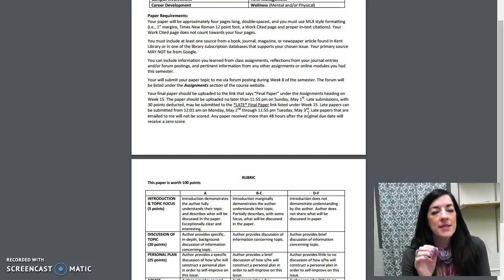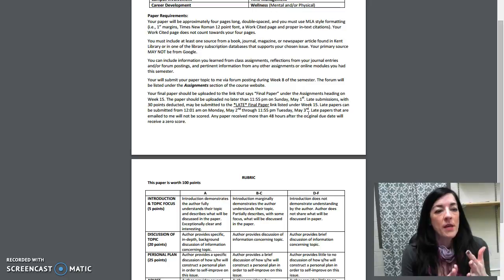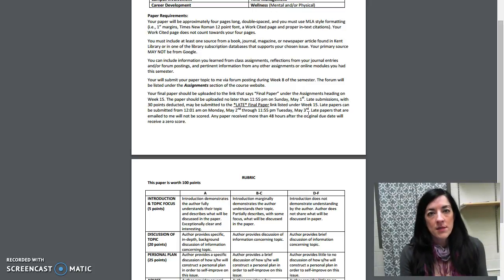And what I mean by that is that you have to have a source that you have found through Kent Library somehow. And so that could be a book, it could be a journal article, it could be a newspaper article, it could be something that you found in one of the library subscription databases. So obviously you all are online students. I know many of you are probably not even close to campus. You don't have to go to Kent Library to utilize all of the great services that they have.